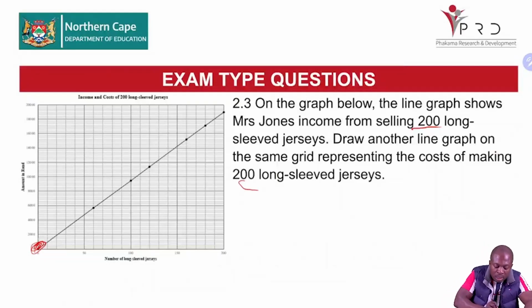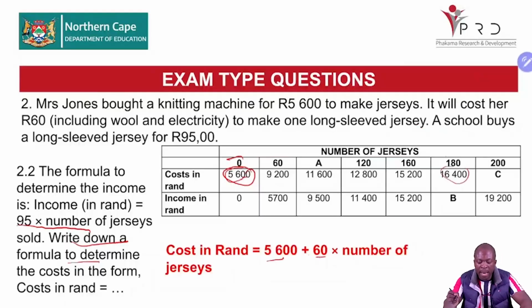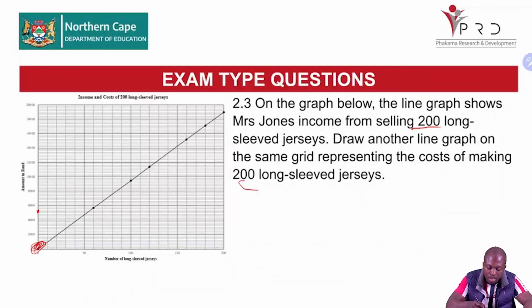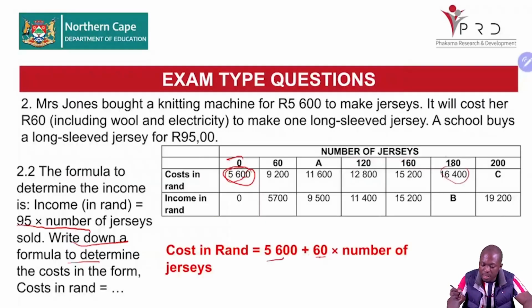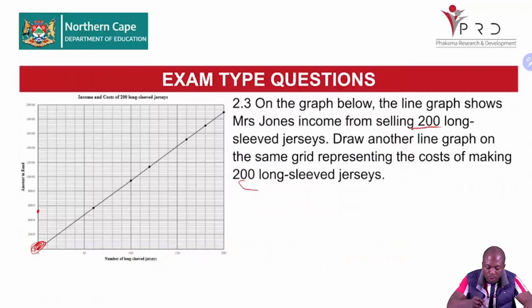So you plot the 0 and 5,600, maybe somewhere there. And then you go back. Can you see 180 is 16,400? So we go to 180, 60, 70, 80. And then we plot, what's the amount again? 16,400. So we're looking for 16,400. There is 600, 800, that is 20,000, so this 18,000. So we are going to have 16,400. It's somewhere there. Now, we've managed to have 2 points.